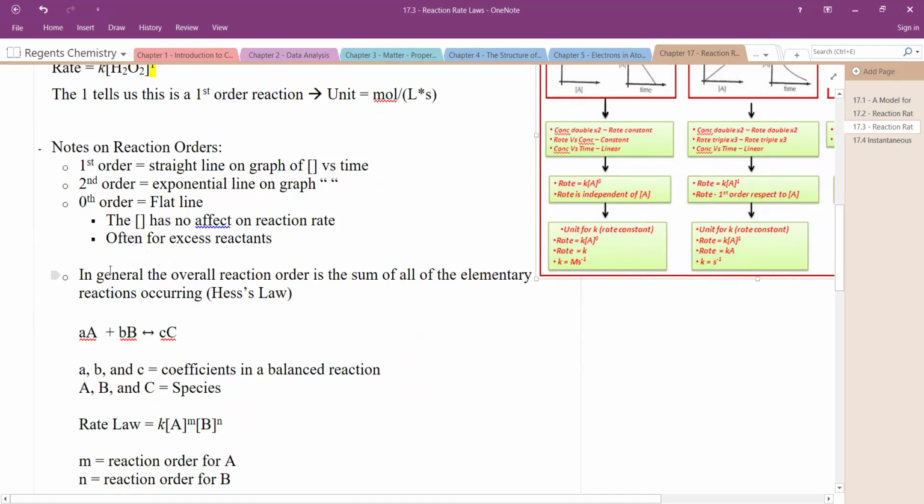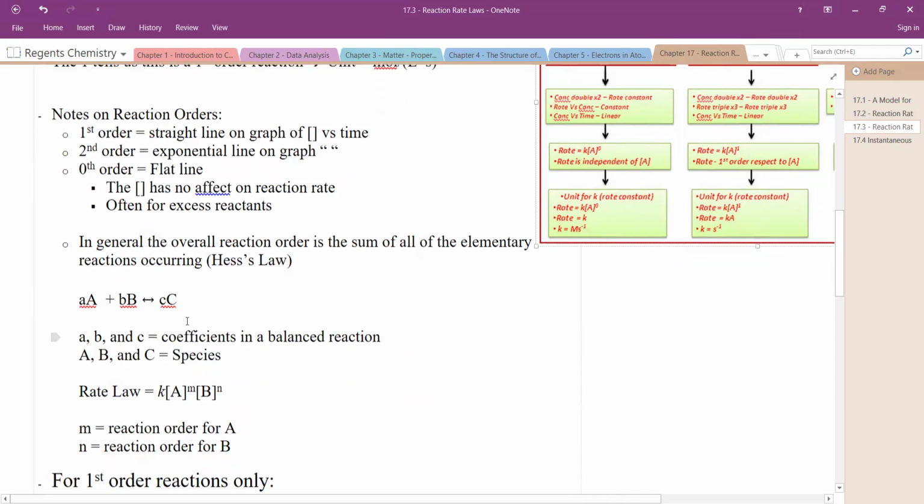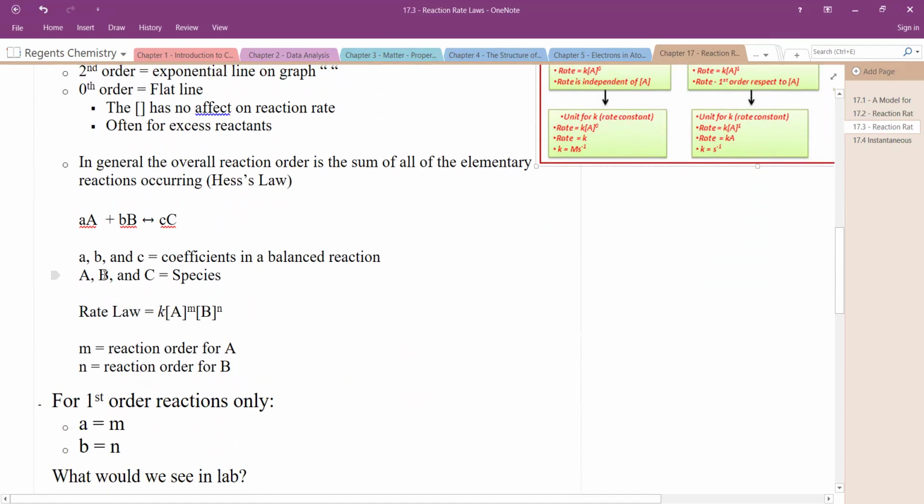And then in general, right, I think this is important to remember. In general, the overall reaction order is the sum of all of the elementary reactions occurring. That is essentially Hess's law, right? We can add up these reactants. So if I want to make this general, and I want to turn this into something that I can apply to any kind of equation, let's look at the hypothetical: aA plus bB goes to cC, where lowercase letters are my coefficients. Maybe I have 2A plus 3B goes to 1C. That would be my lowercase letters. And then my capital letters are the actual species.